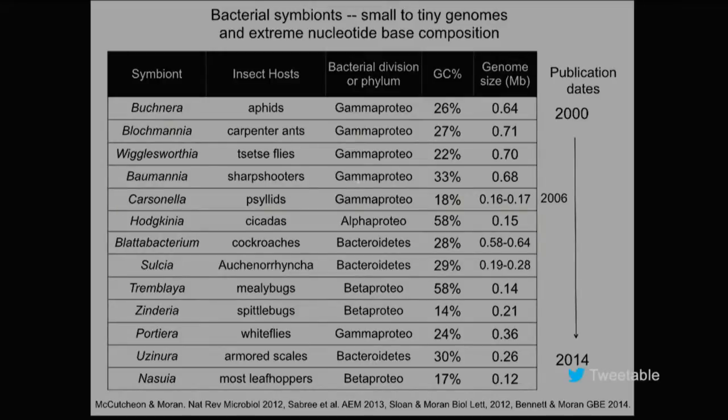Most of them are gamma, beta, or alpha proteobacteria, so proteobacteria, or Bacteroidetes, which are phyla that are commonly associated with animals. They're often in the guts of mammals, for example. And they have these very tiny genomes. So the first genome sequence was in the year 2000. It was done in Japan, and that was a Buchnera in pea aphid. And it was a very small genome.